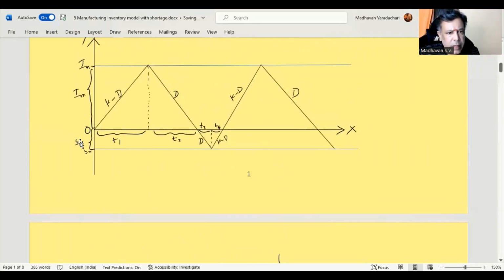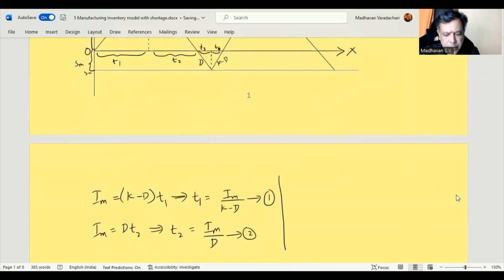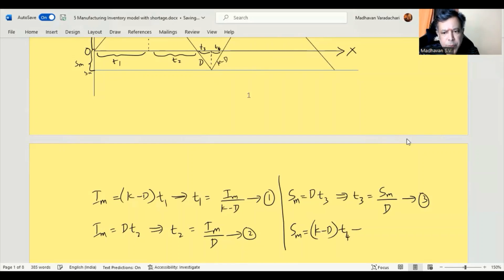Same way, we can express this Sm in terms of T3 and T4 as Sm will be D times T3, which means our T3 will be Sm divided by D. Consider that as equation 3. Again, Sm can be represented in terms of T4 as Sm will be K minus D times T4, which means our T4 will be Sm divided by K minus D. Consider that as equation 4.